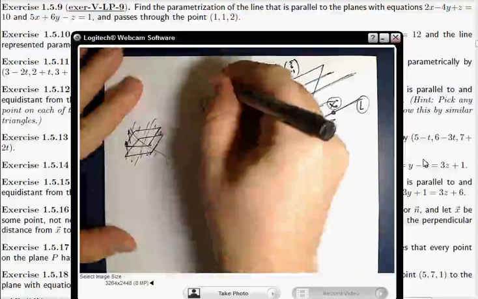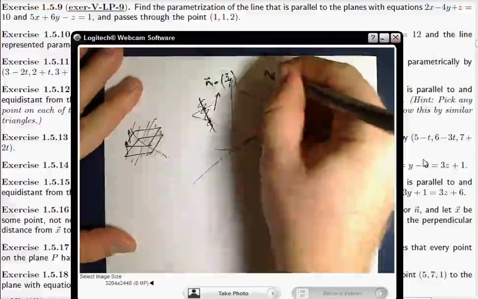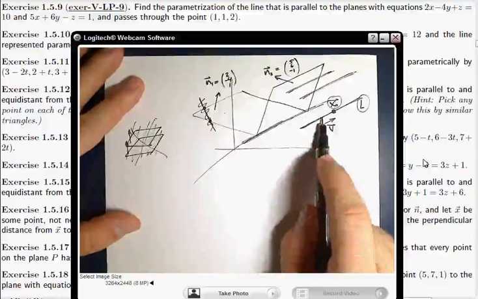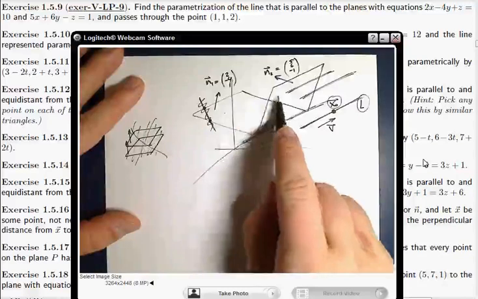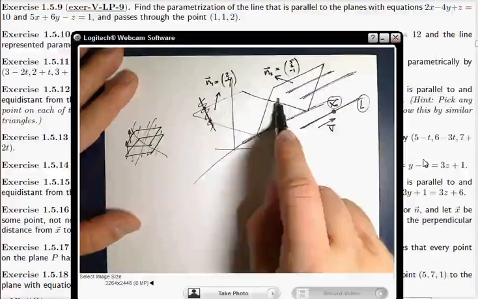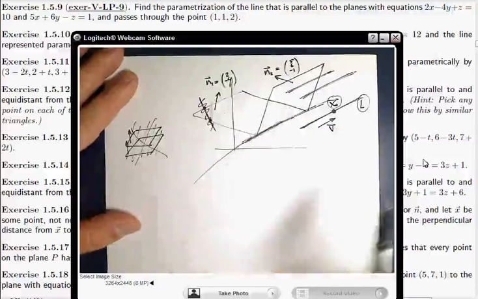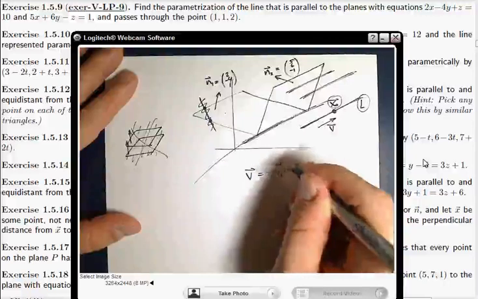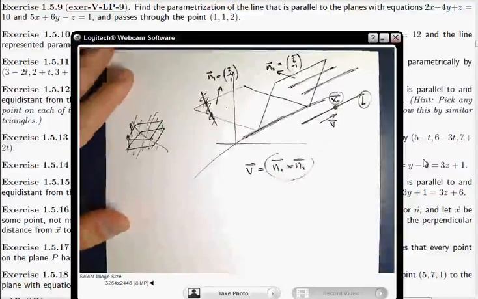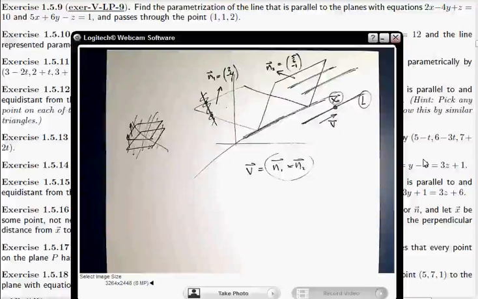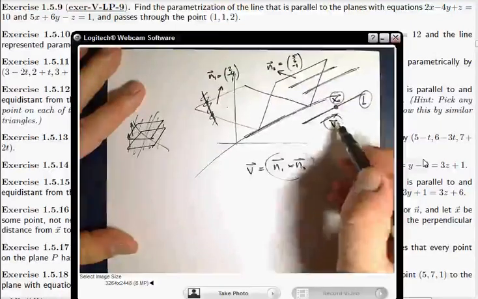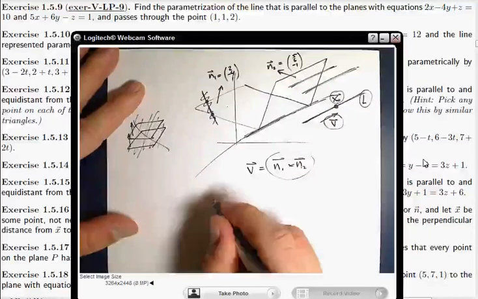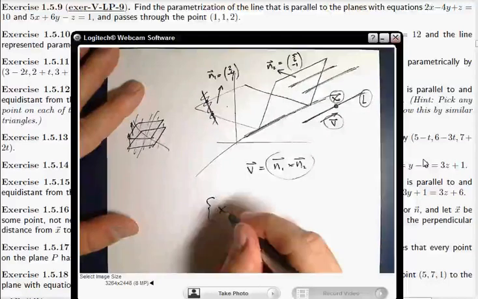Let me flesh that out here. Let's call that N1 and that N2. You're right, this vector has to be parallel to the line. Therefore, it has to be parallel to both of these planes, and so it's going to have to be perpendicular to both of these normal vectors. A great way to find something perpendicular to two vectors is to take their cross product. If you work out that arithmetic, that'll give you this vector. X0 is given: the point (1, 1, 2). Then your parameterization of the line is x0 plus tV.